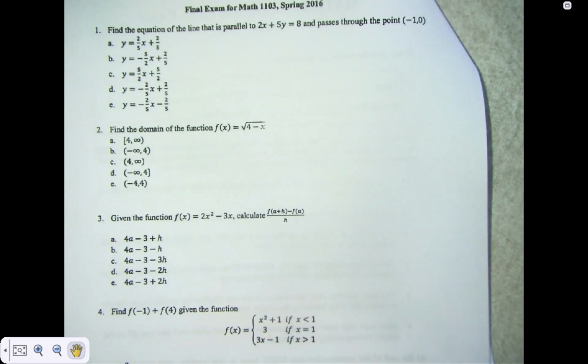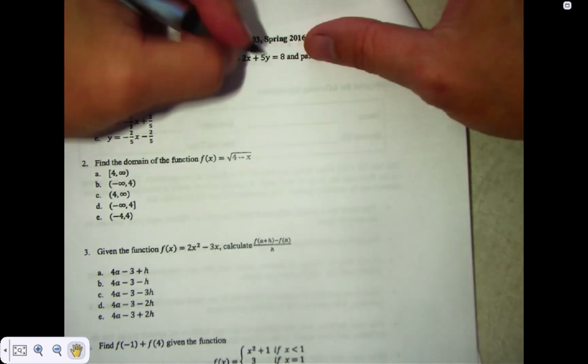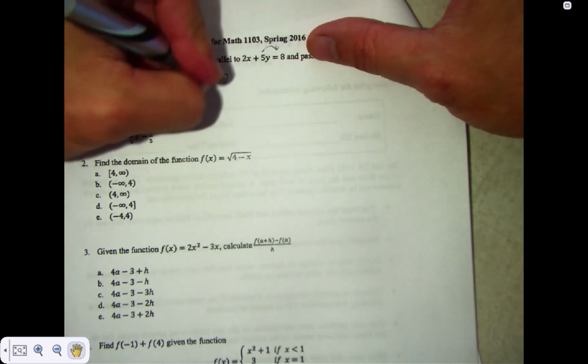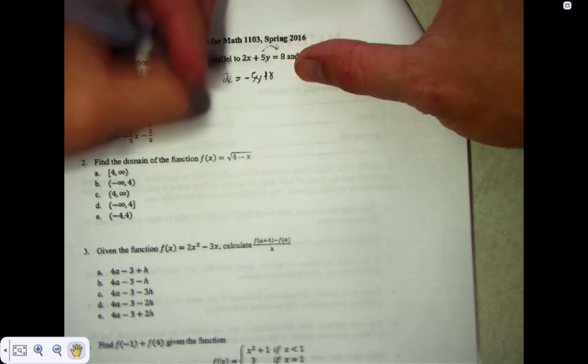So here I've got a final exam for 1103, which is a pre-calc class in California. So let's do it. Find the equation of a line that's parallel. We're going to shift the 5y over: 2x equals a negative 5y plus an 8.